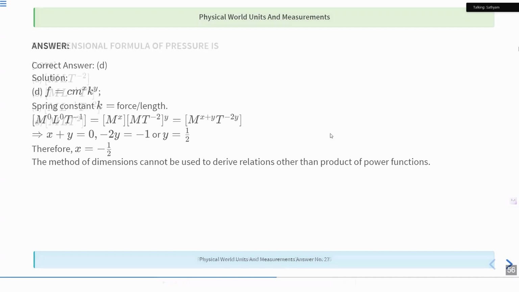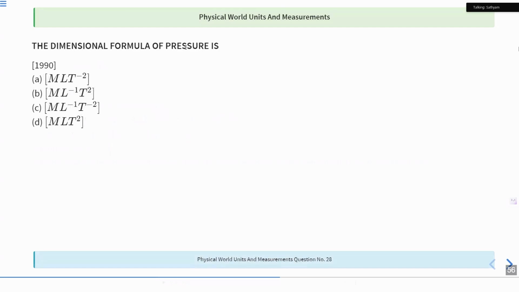Next, the dimensional formula of pressure. Pressure is equal to force upon area. The dimensional formula of force is MLT^-2 and area is L squared, because area is measured in meter squared, correct? So MLT^-2 divided by L squared. Now L and L get cancelled, so we get ML^-1T^-2. I hope it's clear. This is pretty easy, correct?